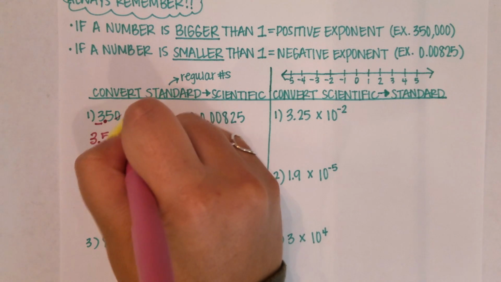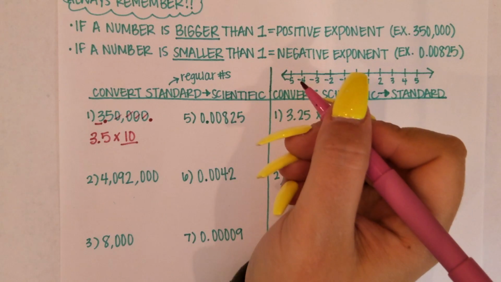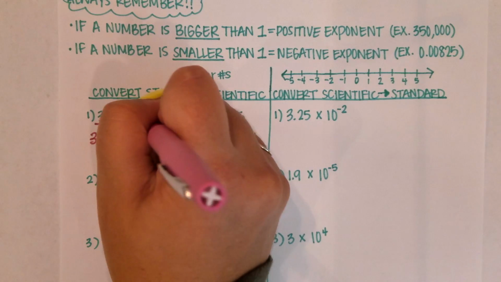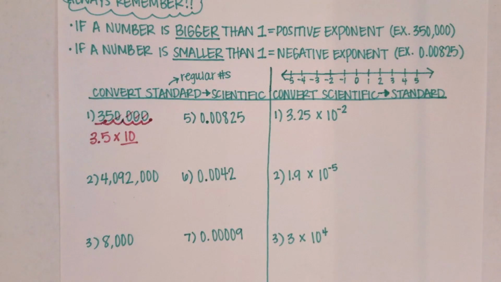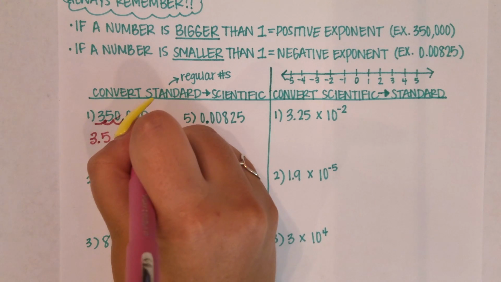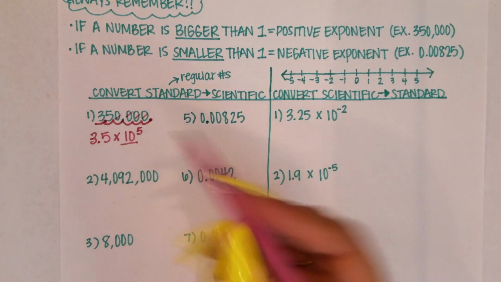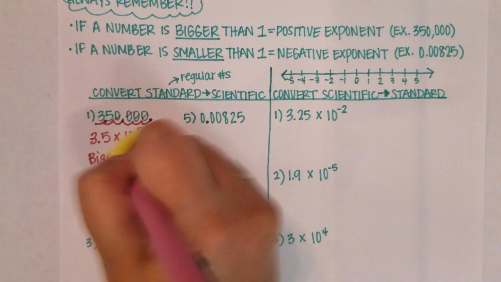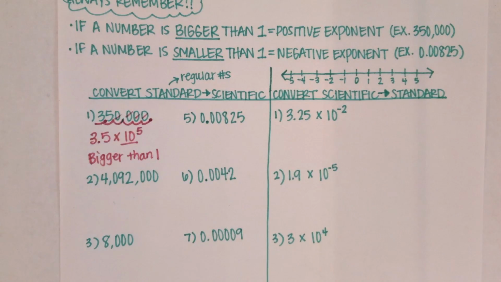Then I'm going to have times 10. It's always times 10 with scientific notation. And then my exponent. So I'm going to count how many times I moved that decimal. So I moved it 1, 2, 3, 4, 5 times. So my exponent is going to be a 5. And since 350,000 is bigger than 1, I know that my exponent is going to be positive. So I have a positive 5 as my exponent.